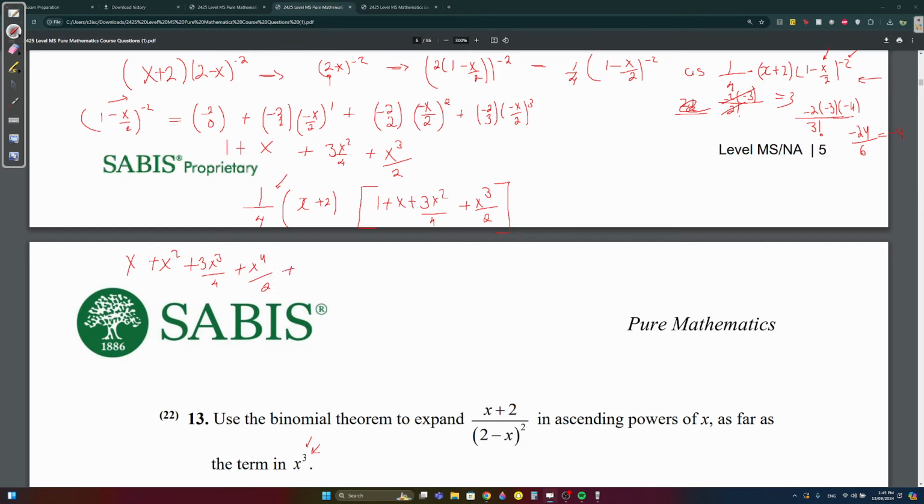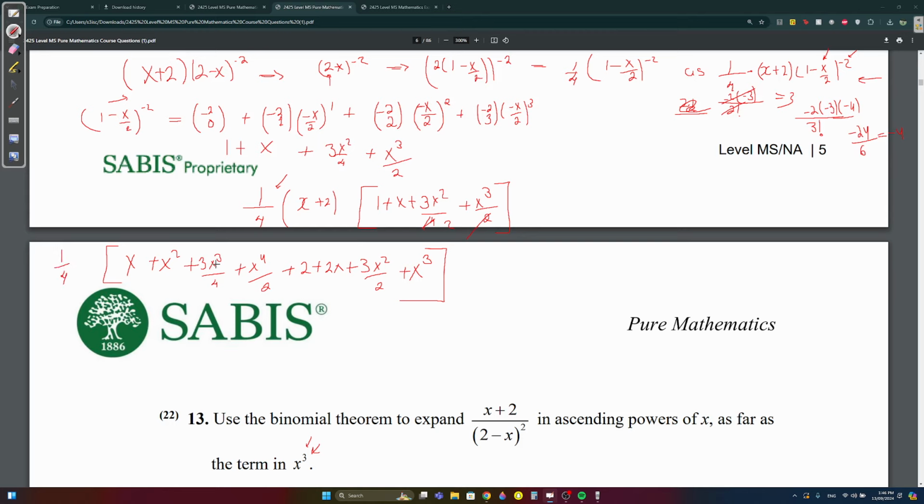Okay, 2 times 1 is 2. 2 times x is 2x. 2 times 3x squared over 4, 2 and 4 will cancel. You're gonna get 3x squared over 2, plus 2 times x cubed over 2. 2 and 2 will cancel. You're going to just get x cubed. Okay. We get this. We have 1 over 4 here.